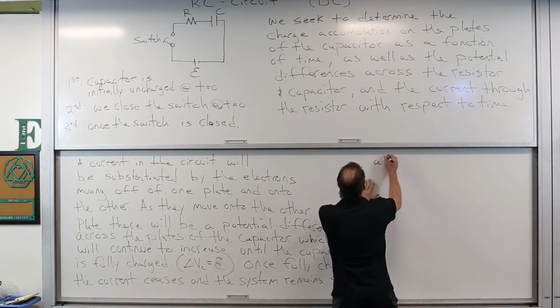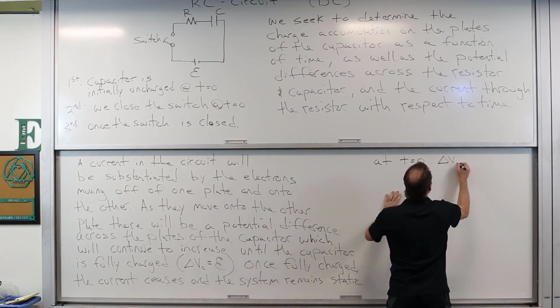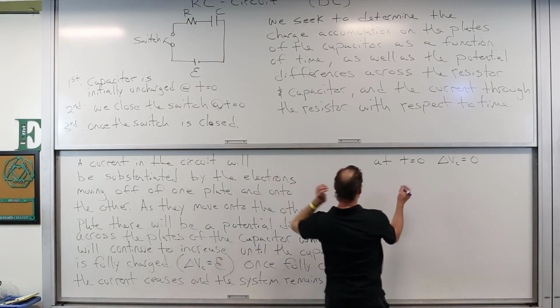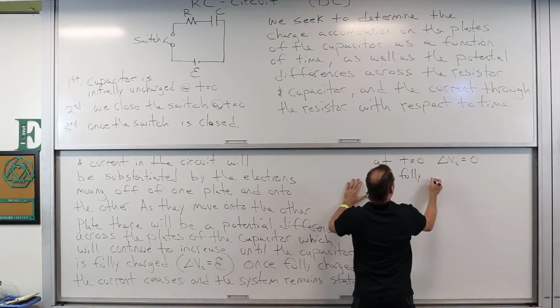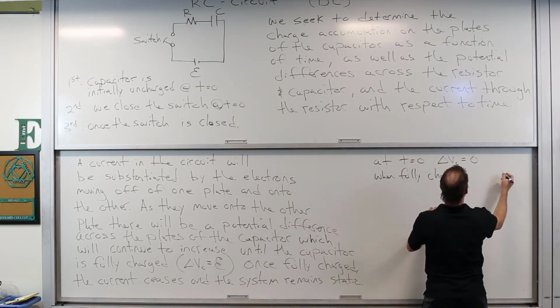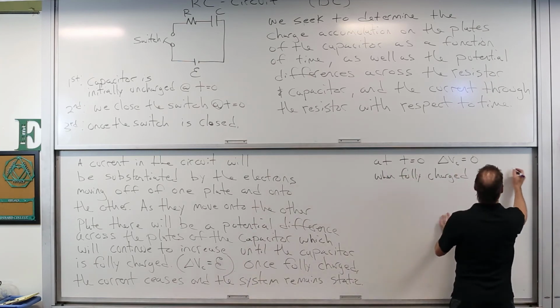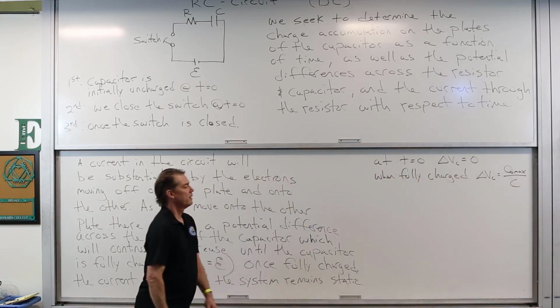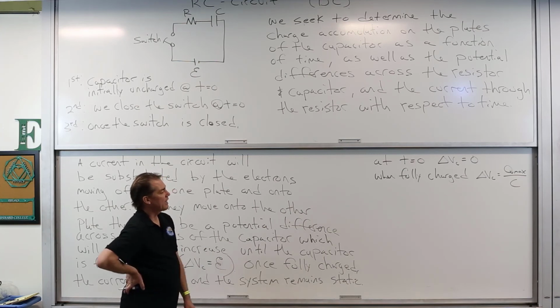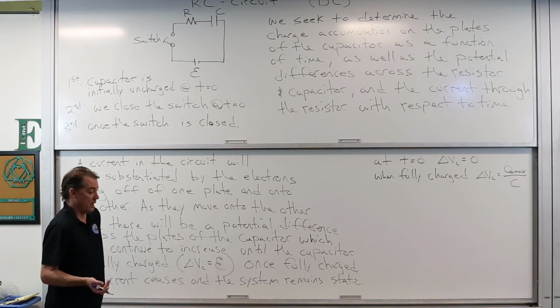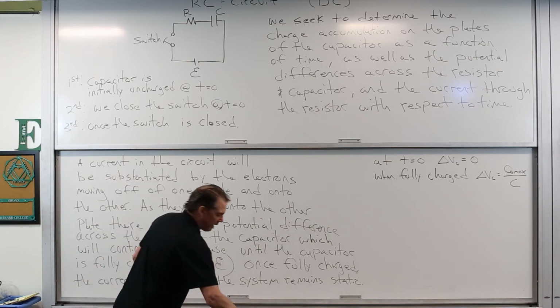So first, at t is equal to 0, delta V sub C has to be equal to 0. There's no potential difference across its plates because there is no charge accumulated on its plates. When fully charged, we have that delta V sub C is going to be equal to Q max divided by the capacitance of the capacitor, from the definition of capacitance, right? So we got these two endpoints. So the question becomes, how are we going to get this time evolutionary behavior? And I already hinted at it. You say, well, you already said Kirchhoff. And I say, yeah, I said Kirchhoff. Kirchhoff!